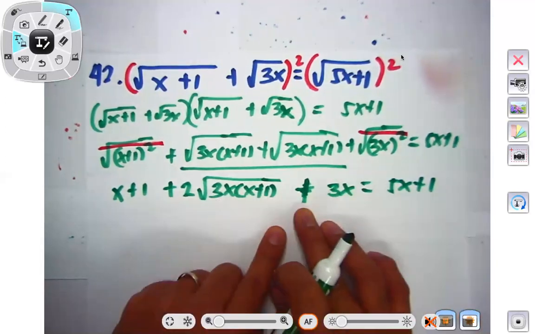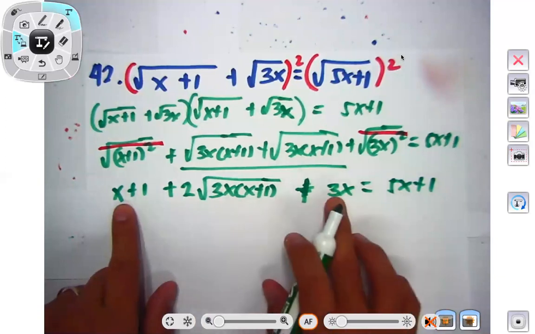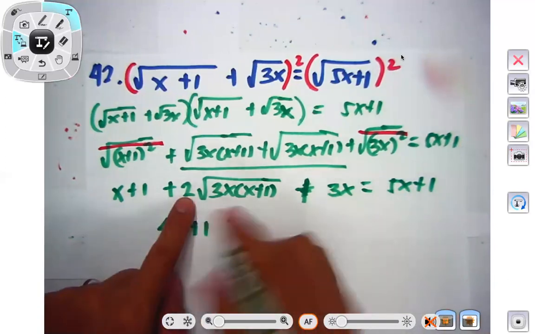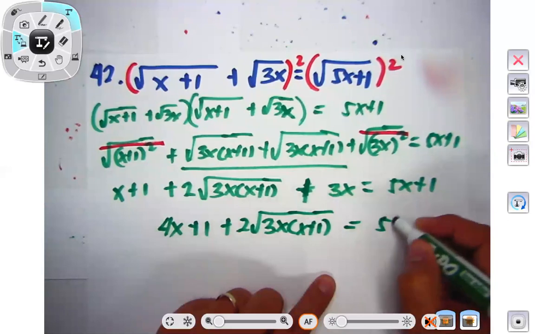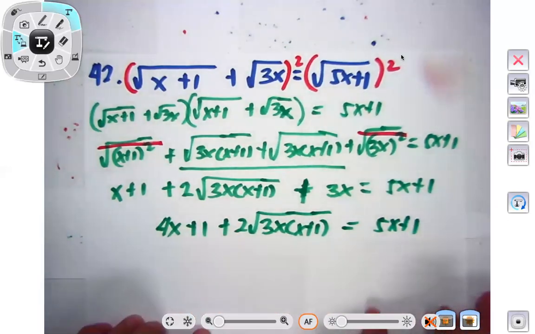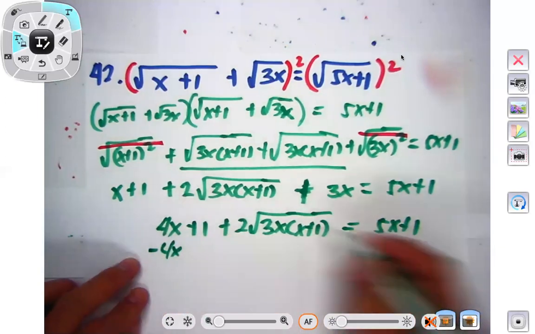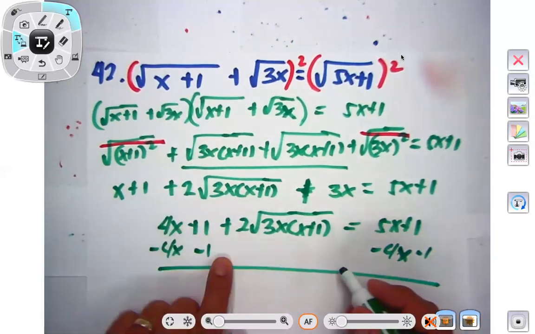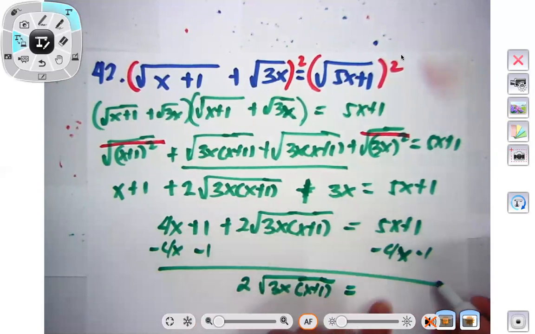Now, what's next? You combine like terms. Which are like terms here? x plus 3x is? All right, 4x plus 1. Just copy this. And then we combine like terms here. Okay, let's get 4x to this side and 1 to this side. So what do we have? We have minus 4x, minus 4x, minus 1, minus 1. This one is just 2 times the square root of 3x times x plus 1 equals 5x minus 4x, x, 1 minus 1, 0.